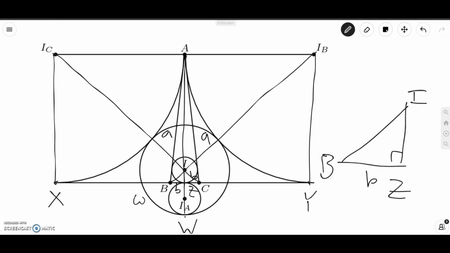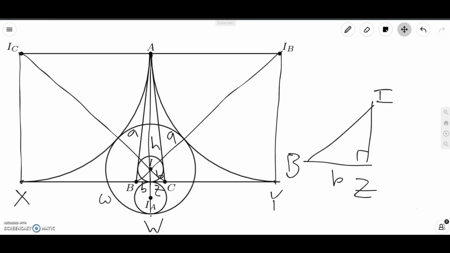So let's call the height of triangle ABC H. Then what we can do is, by the angle bisector theorem, since BI bisects angle ABZ, we know that BI cuts AZ into AI and IZ such that AI to IZ is A to B. Therefore, we know that IZ is B over A plus B of the whole length of H. So we can write this as H times B over A plus B. That's the proportion of AZ that IZ is.